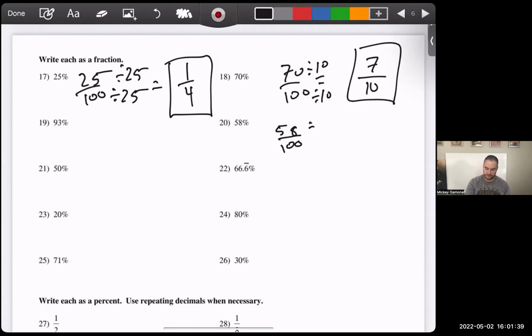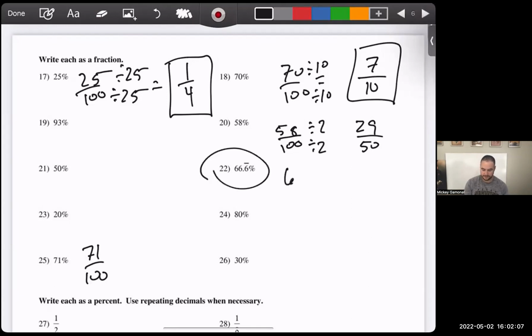58 seems like it can't be reduced, but it can. There's a 2 that'll fit into both top and bottom. So we can cut both of those numbers in half. Half of 100 is 50, and half of 58 is going to be, what is that, 29? And so 29 out of 50 can't be reduced any further, but this is going to be how you reduce those fractions. Of course, always, if you really don't know, just put the top number over 100, and then hopefully you can reduce if you need to.